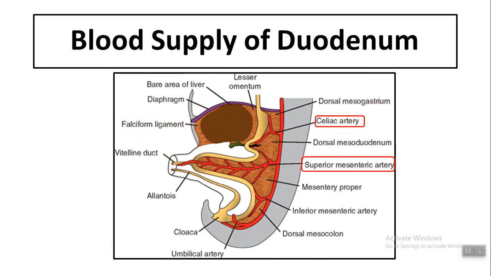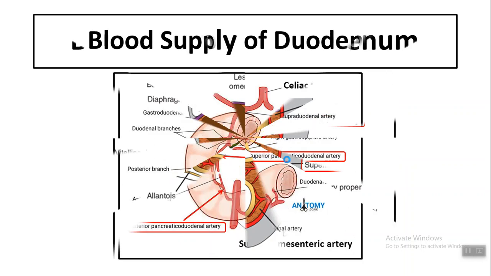What is the blood supply of the duodenum? The part of the duodenum above the entrance of the bile duct is related to the foregut, and the lower part is related to the midgut. So it derives its blood supply from the celiac artery and from the superior mesenteric artery.